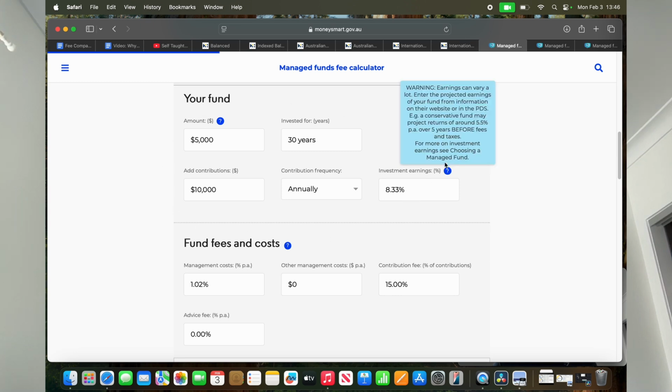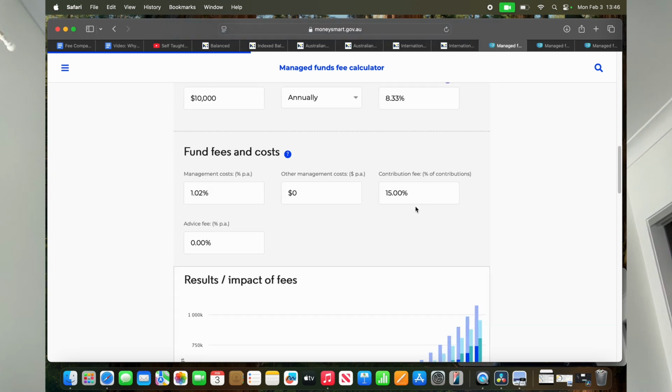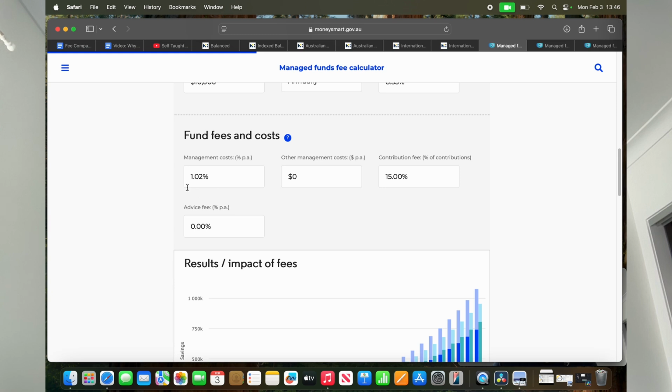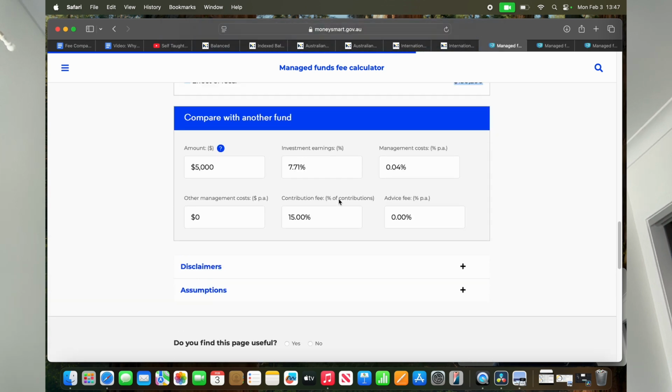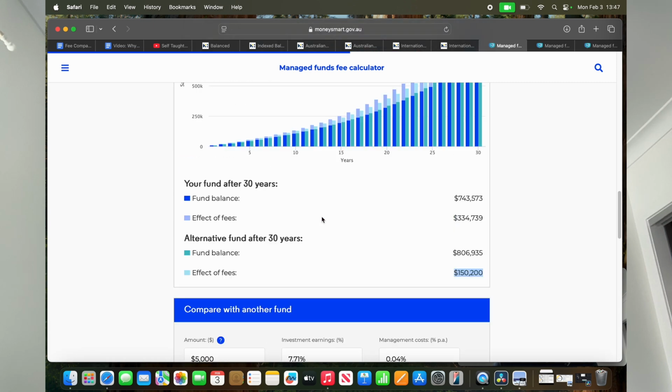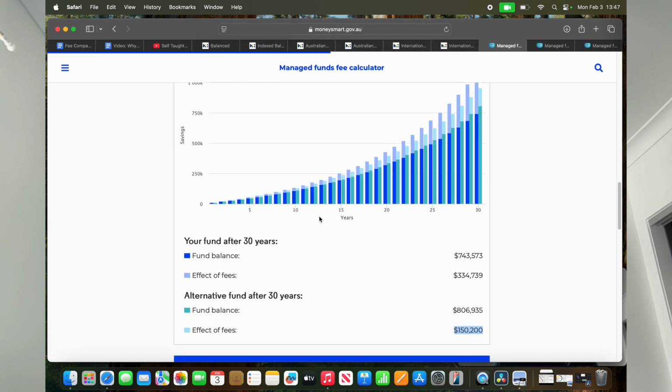So this is your actively managed balanced fund. And we have fund fees and costs at 1.02% and a 15% contribution fee, which would be the tax that you pay on your superannuation contribution. Now, the other fund I compared it to was the balanced index. So we have, again, $5,000 initial. We have our investment earnings at 7.71%, our management costs at 0.04%, and again, 15% on tax. And here are the results that come with that.